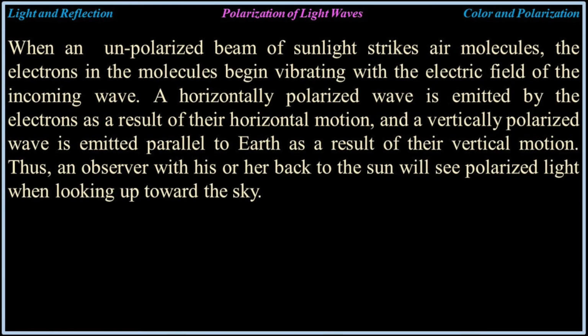When an unpolarized beam of sunlight strikes air molecules, the electrons in the molecules begin vibrating with the electric field of the incoming wave. A horizontally polarized wave is emitted by the electrons as a result of their horizontal motion, and a vertically polarized wave is emitted parallel to Earth as a result of their vertical motion. Thus, an observer with his or her back to the sun will see polarized light when looking up toward the sky.